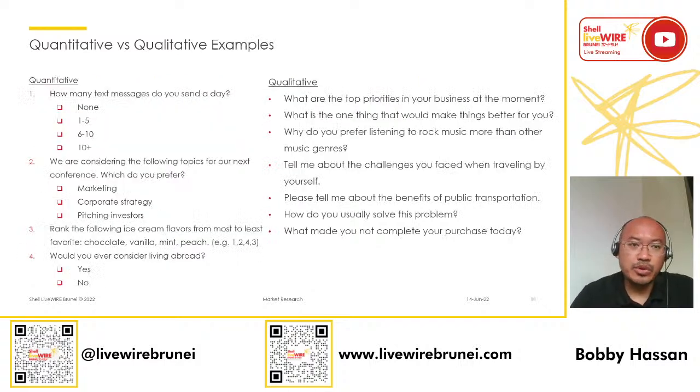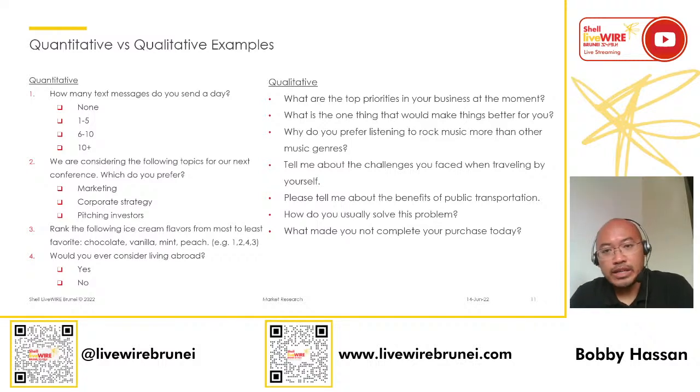So quantitative versus qualitative. Quantitative, you might be familiar with questionnaires where again they give you options. Example here, how many text messages do you send a day? So none, 1 to 5, 6 to 10, 10 or more. So a list of questions, so people's answers are set, and then from here you can get the data of how many people have no messages a day to 10 plus messages a day.